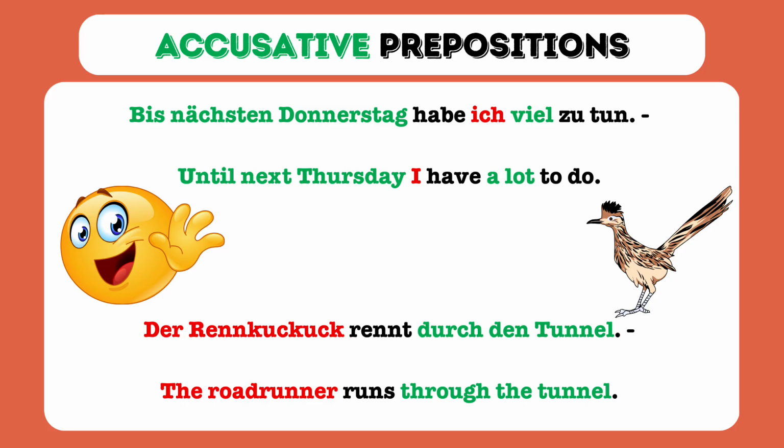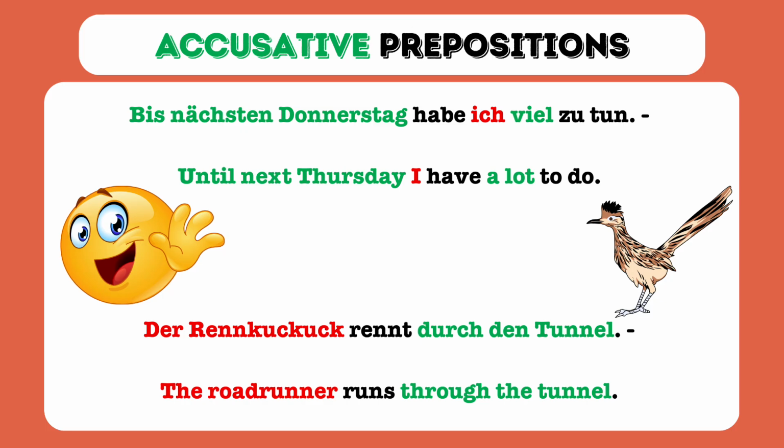In English, we might actually translate this with by in this particular instance, but I'm trying to be consistent in the way that I translate this here. Bis nächsten Donnerstag habe ich viel zu tun. Don't forget that since we have nächsten in there, we have an adjective right before a day of the week. The day of the week is, of course, a masculine noun, as all days of the week are. And then we have bis here in front of it, which tells us that we have to use the accusative case. So we say bis nächsten Donnerstag instead of nächster Donnerstag.